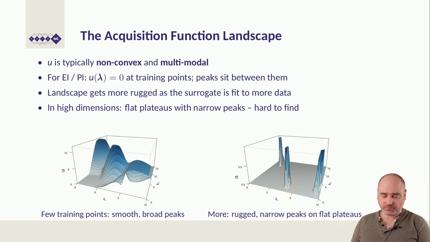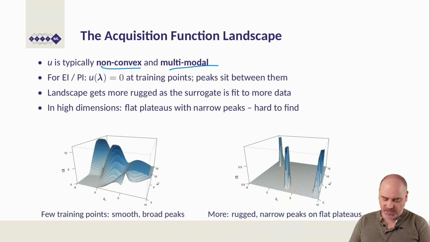Before we talk about concrete optimizers, how about we take a brief look at the acquisition function landscape. This is usually non-convex and multimodal. I've already said for EI and PI, for training points in the noiseless interpolating regime, this will be 0. It peaks somehow between them or close to them, but the landscape gets more rugged as the surrogate is fit to more data. And you can see this here below.